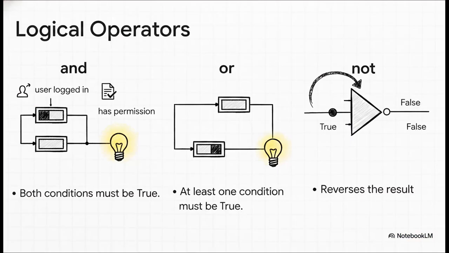Logical operators are basically the glue that holds our questions together. And is strict. It demands that both conditions you give it are true. Or is way more chill. It only needs one of the conditions to be true. And not. It just flips the result. So not true becomes false. This is how you start building real logic, like checking if a user's age is greater than 18 and if they've accepted the terms of service.